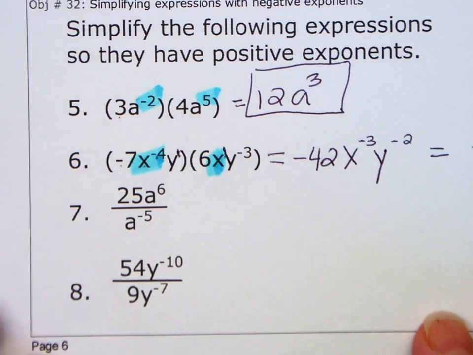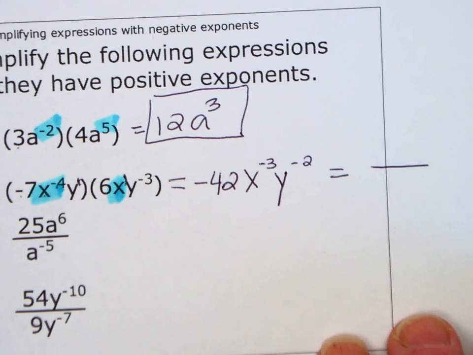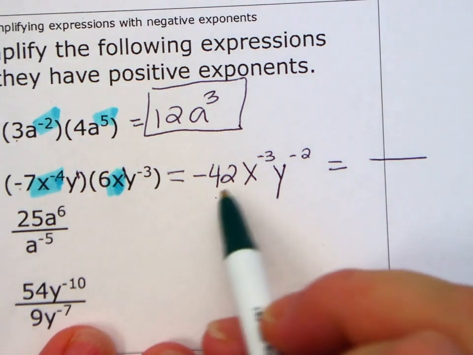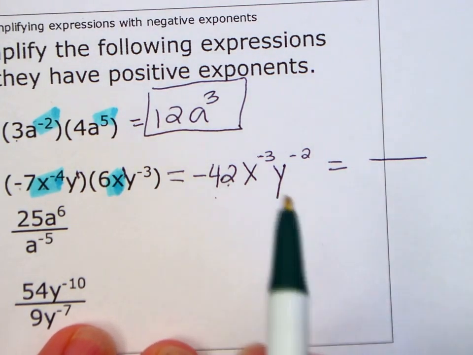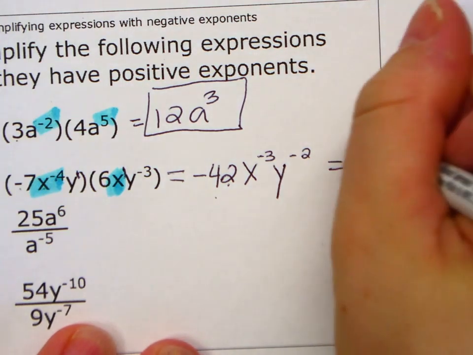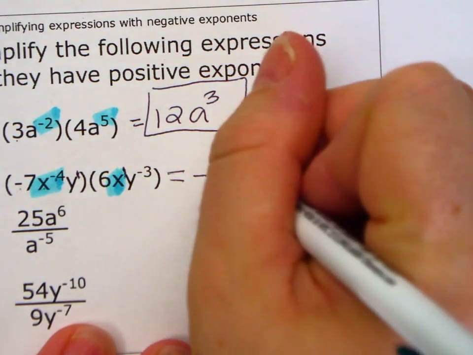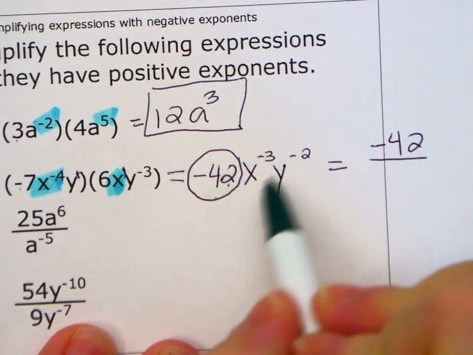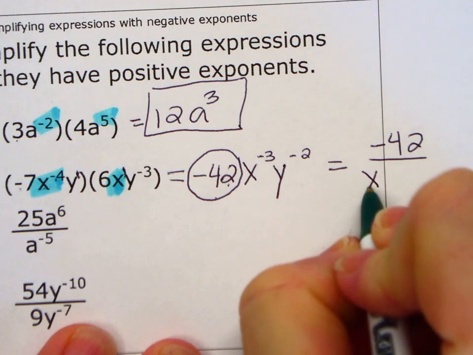So that means I have negative exponents, so I have to rewrite it. Now, the negative 42, it's negative, but does it have a negative exponent? No, that negative 42 stays on top. It does not have a negative exponent. Only move it if it has a negative exponent. These are both negative, so both of those have to flip to the bottom.